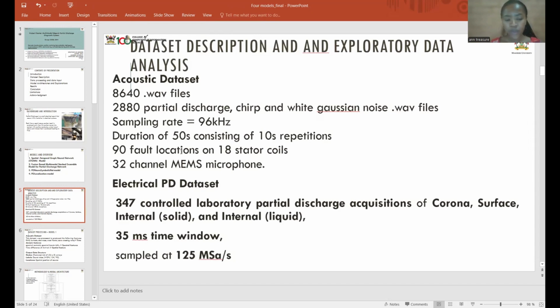And then for the electrical partial discharge data set, we have 347 controlled partial discharge acquisitions of corona, surface, and internal partial discharge. These are types of partial discharge that have also been sampled at a high rate, as you can see.